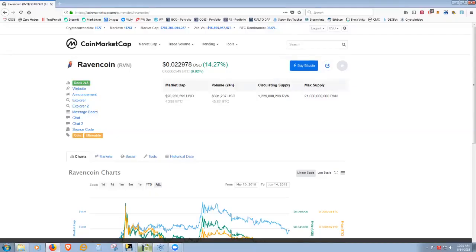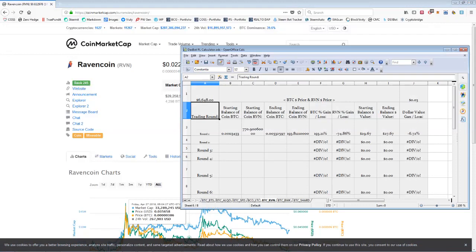Let's see, there, Ravencoin at 2 cents. And so this, I've only done one round of trading with Ravencoin and Bitcoin, but I gained heavy on the Ravencoin, and the prices dropped significantly. So that was a good move back there. That one worked out in my favor.